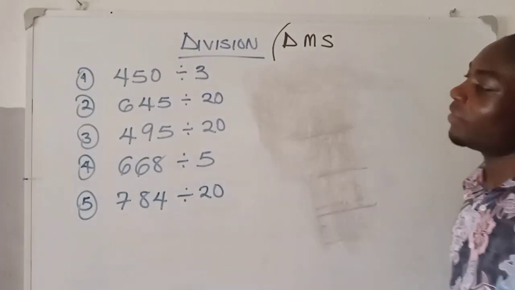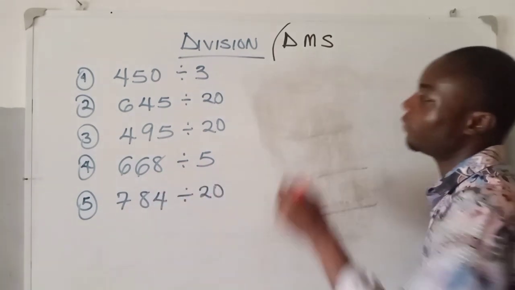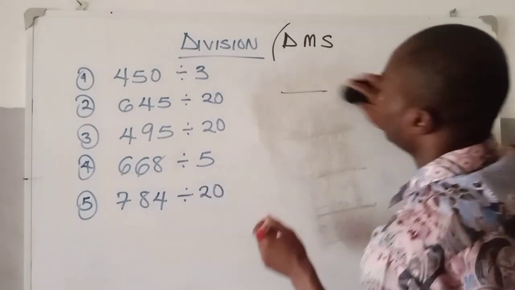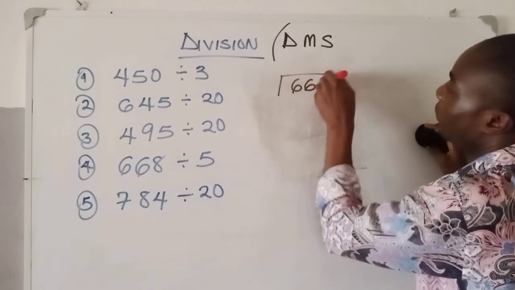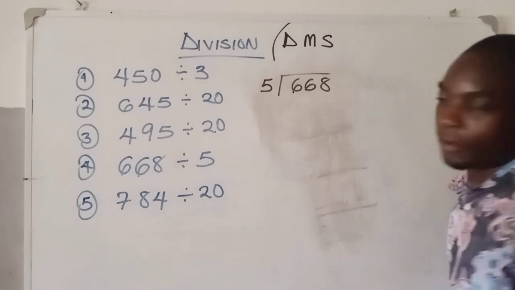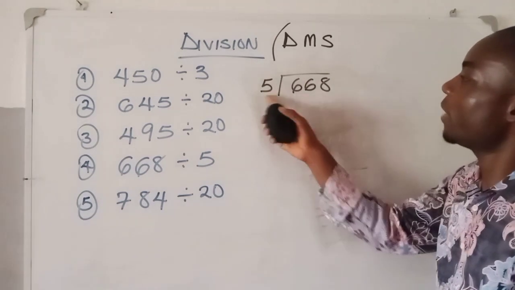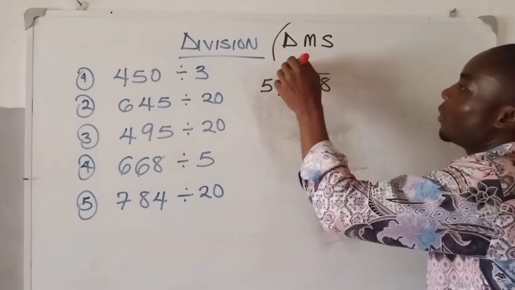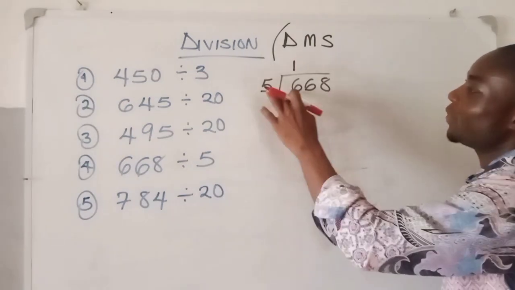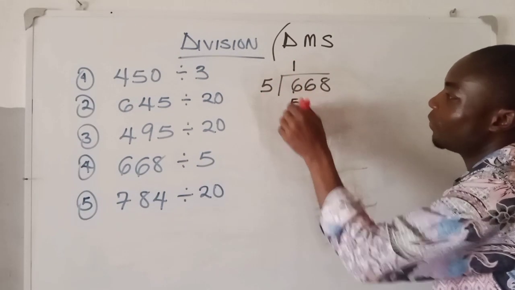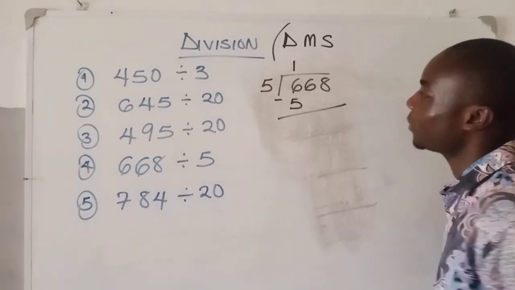Okay, so let's answer the next question. The next question says 668 divided by 5. All right, so we'll approach it step by step. So 5 goes into 6, we have 1. That's the division. Now let's do the multiplication. We say 5 times 1, we have 5. Then we'll rule our line and we put our sign of subtraction.